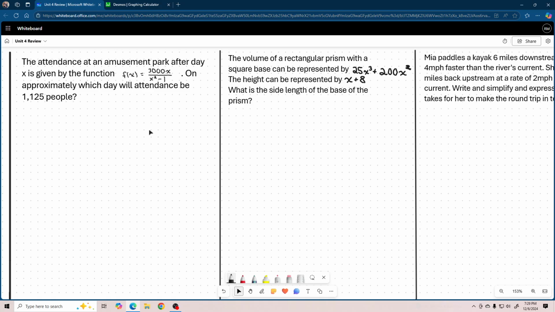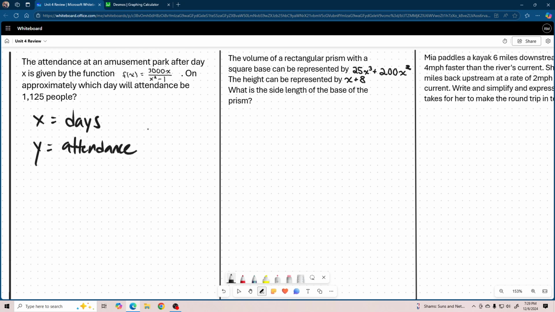The attendance at an amusement park after day X is given by the function f of x equals 3000x over x squared minus 1. On approximately what day will attendance be 1,125 people? Okay, so problems like this are usually much simpler if you establish what the variable is. It's saying the attendance at the amusement park after day X. So our X coordinate is going to be the day, or how many days. And then our Y, our f of x, this entire function, is the attendance, right? So Y equals the attendance.